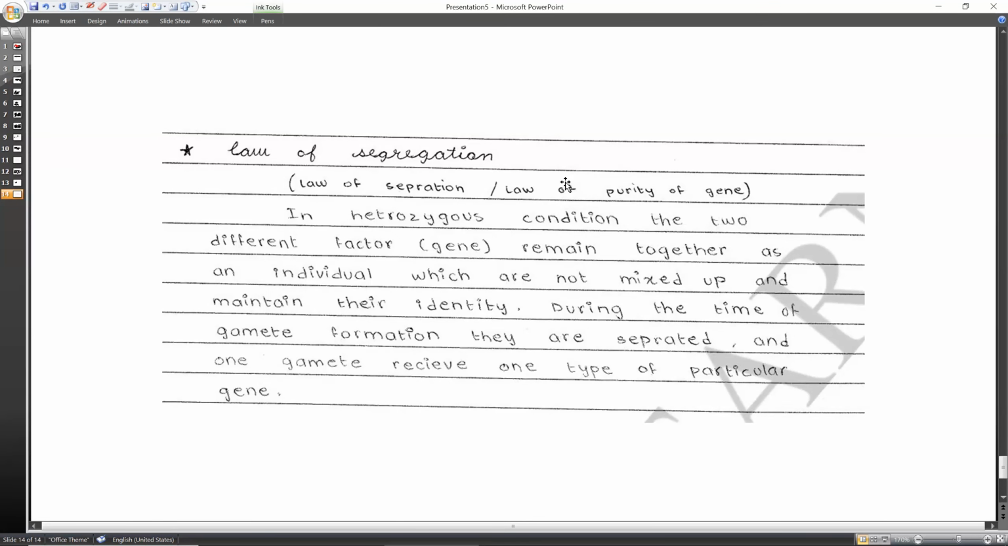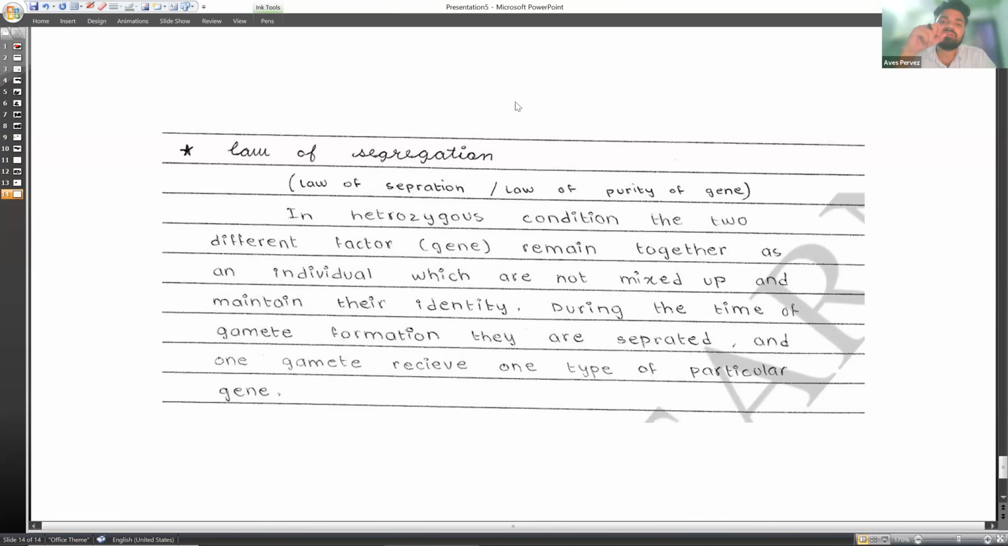We can explain this by saying that in Mendel's monohybrid cross, the F1 generation is obtained by cross pollination of a homozygous tall plant and a homozygous dwarf plant. During that cross, we had all tall plants and there were no average plants. So this shows that the traits are not intermixed. They maintain their identity.